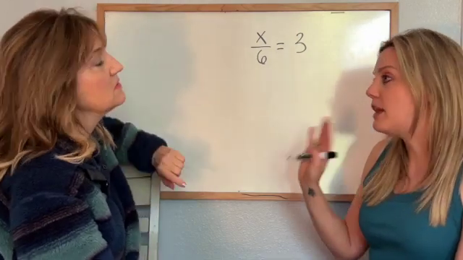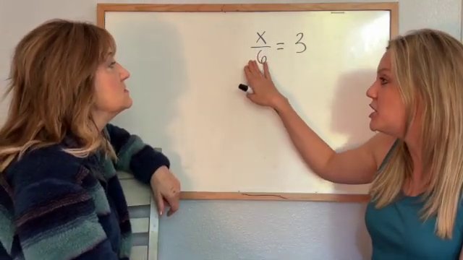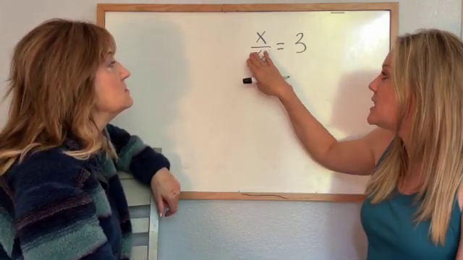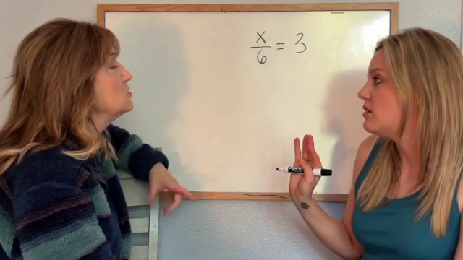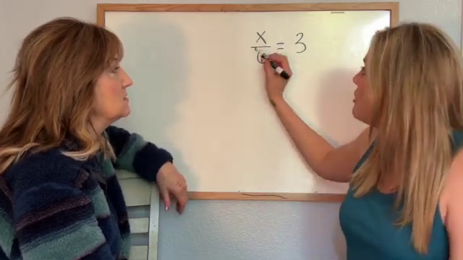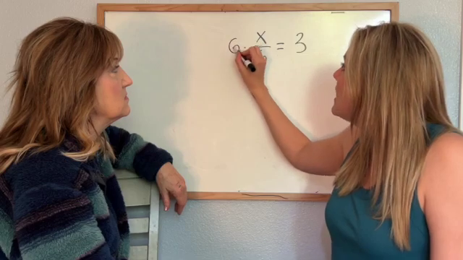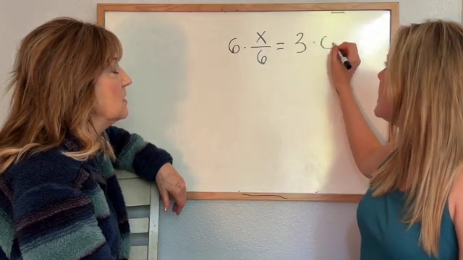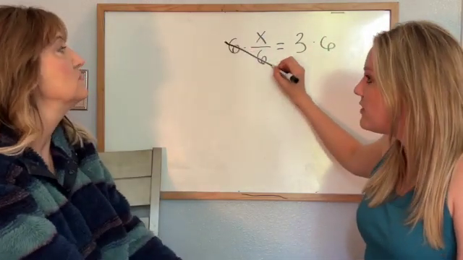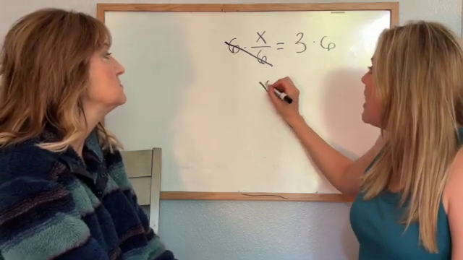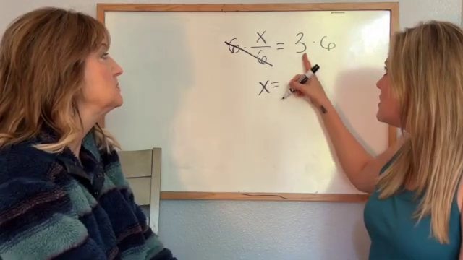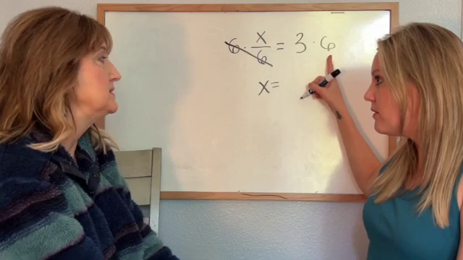Well, that was when we had multiplication. This time we have division. So it's kind of like asking what's the opposite of division. Multiply. So lots of people show their work like this. They'll go times 6 times 6. Oh, yeah. And then that gets rid of it. Okay. And then we have x equals 3 times 6. Yep. 6 times 3 is 18. Perfect.